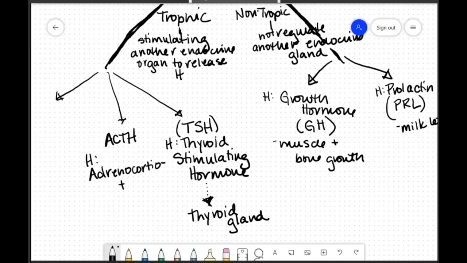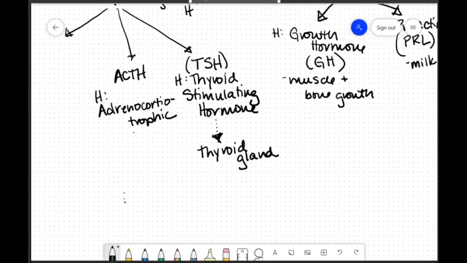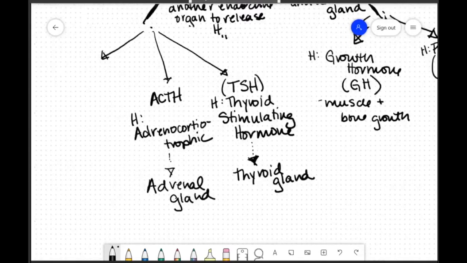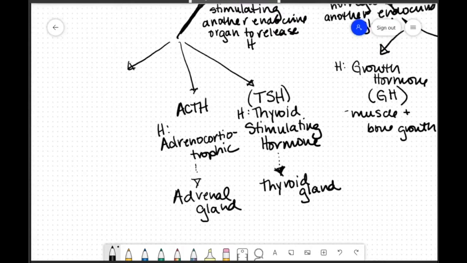Adrenocorticotropic hormone. Sorry, I ran out of space. Looking at that name, knowing it needs to act on another organ, adrenocorticotropic is going to act on the adrenal gland. So that is where it will travel in the blood and tell the adrenal gland to release a hormone. So you've got thyroid stimulating hormone and adrenocorticotropic hormone, ACTH.